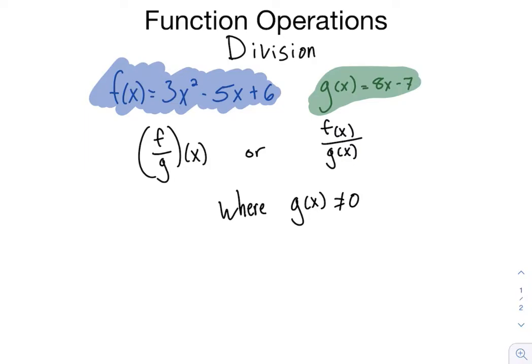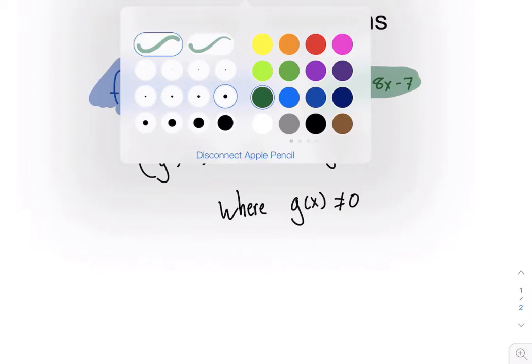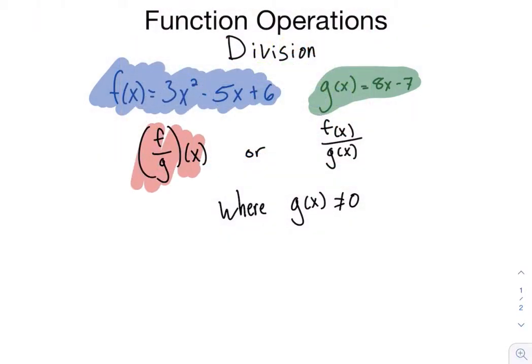So just like before, we can see function division written two different ways. Here we have f divided by g of x, or you can see it as f of x divided by g of x. It's the same idea. Now you'll notice down here it says where g of x does not equal 0. That's the second thing we're going to look at, and we'll talk about that after we do the first thing. So first things first, we basically are just going to write this as a fraction.